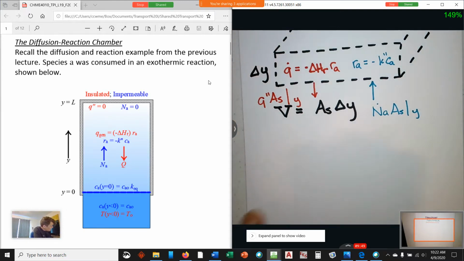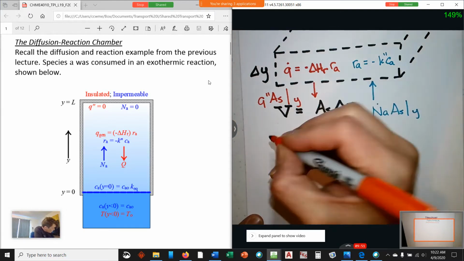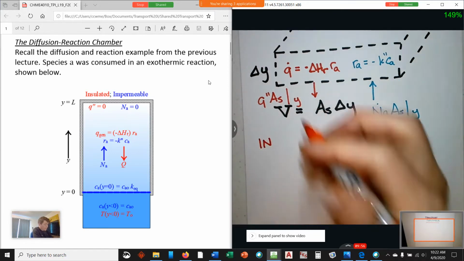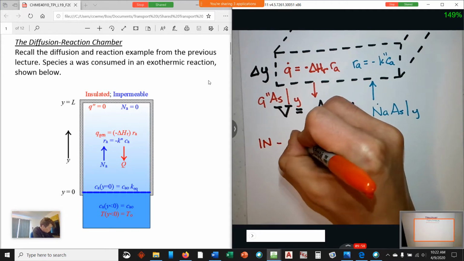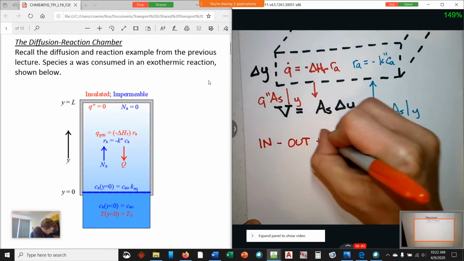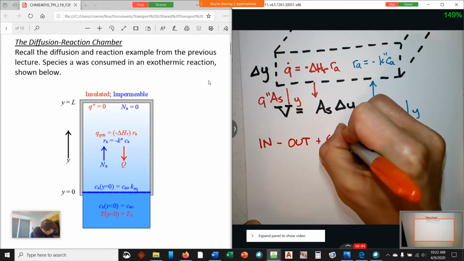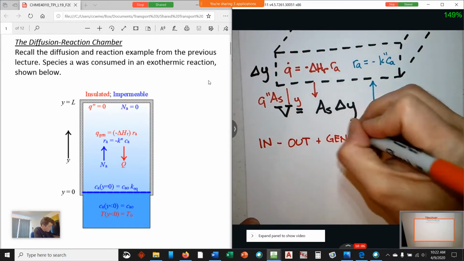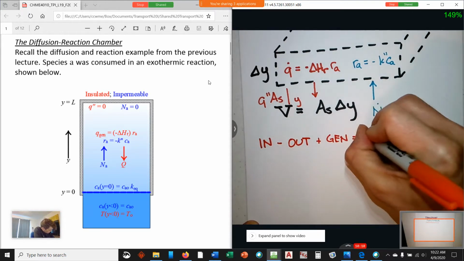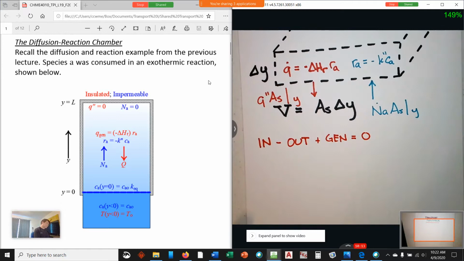So let's take a look. We can do heat transfer. I have the orange pen in my hand. We have something flowing into our control volume. We have heat flow out of our control volume. We generate in our control volume. But we're going to look at a steady state system, so this is all equal to 0.